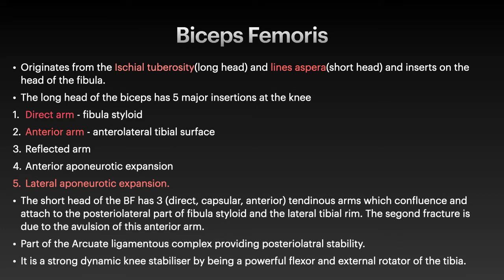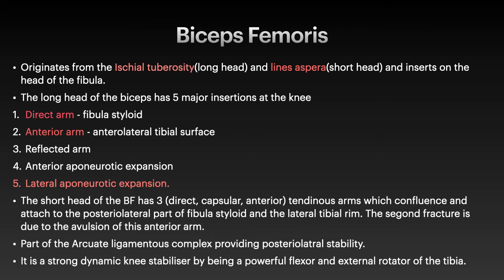The biceps femoris. It originates from the ischial tuberosity, the long head, and the linea aspera, the short head, and inserts on the head of the fibula. The long head of the biceps has five major insertions, three of which are extremely important: the direct arm, which gets attached to the fibula styloid; the anterior arm, which gets attached to the anterolateral surface of the tibia; and the lateral aponeurotic expansion, which attaches to the lateral retinaculum.